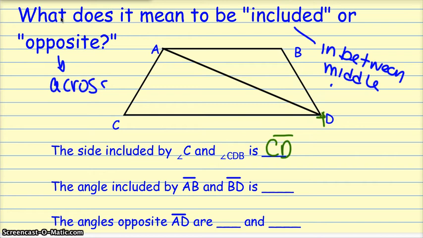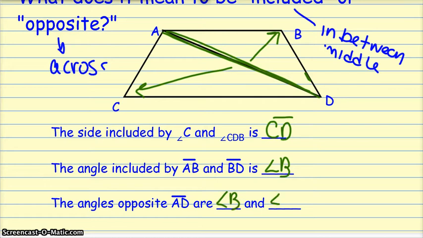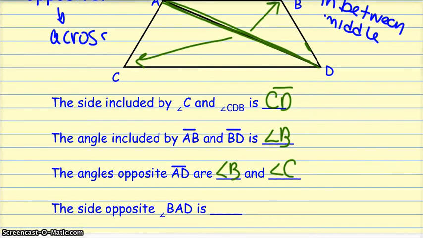The angle that is included by segment AB and segment DB, what one's in the middle, what do they create? They create angle B. Now angles that are opposite. So AD is this side length right here. So go across, well, angle B is across, and angle C is across. Side opposite BAD. So here's BAD. So the side that is across is segment BD.